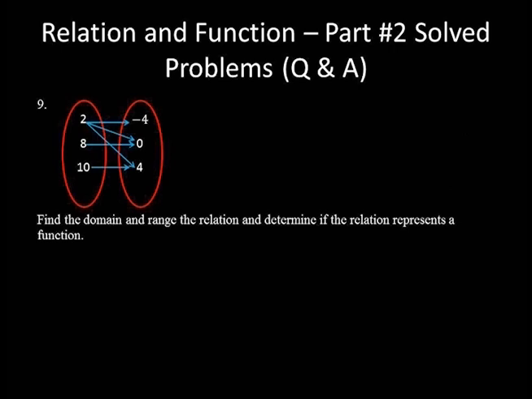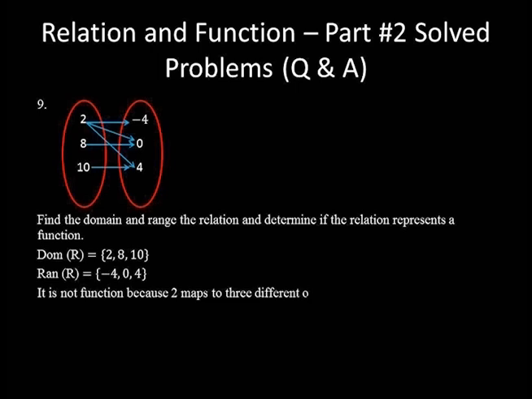Question number 9 is presented in the form of a diagram. From this relation, it's simple to determine domain and range. Domain of the relation equals... Domains are elements on the left-hand side, or the side where the arrows start. These values are 2, 8, and 10. Range of the relation equals... Ranges are values towards which arrows are pointed. These values are -4, 0, and 4. This relation is not a function because 2 maps to 3 different outputs.